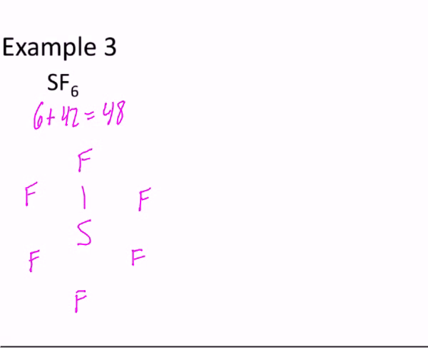Example number 3. SF6. How many total electrons do I have to work with? 6 times 7 is? So a total of 48 valence electrons. This is a lot. This is the most we've ever had. What's my central atom going to be? S. I'm going to put my fluorines all around it. I've got 6 of them. I'm going to connect them all.